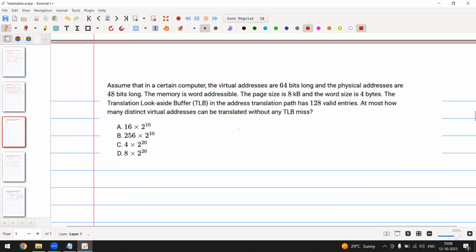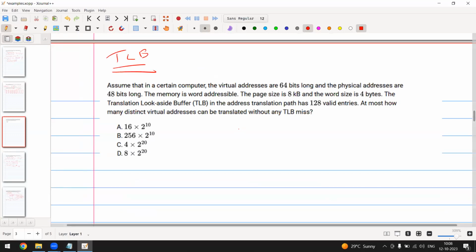And now the last example which I want to discuss is based on TLB. I have tried to take an example of each segment: normal paging, virtual memory paging, multi-level paging, page replacement policy, and then also TLB.